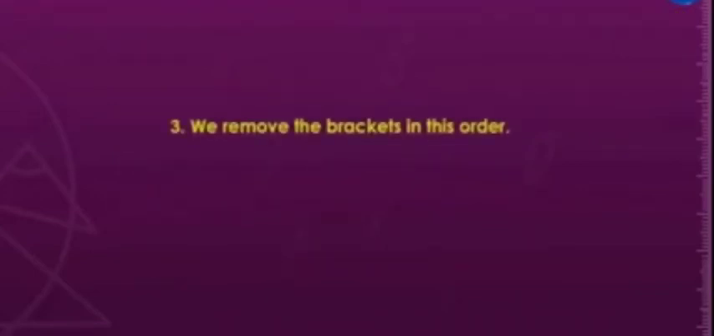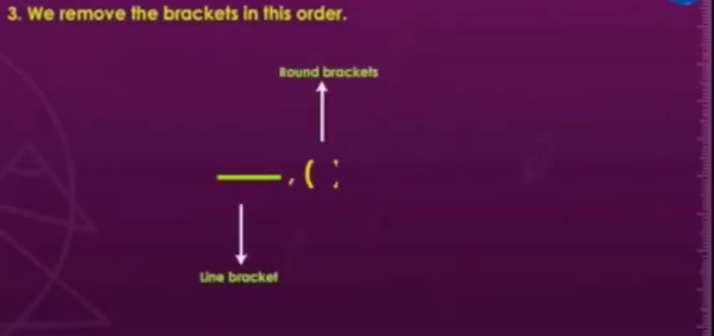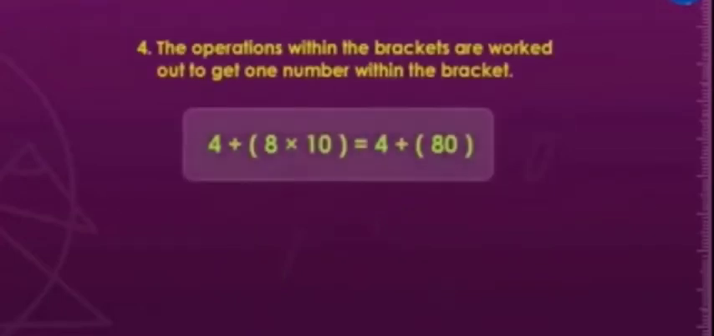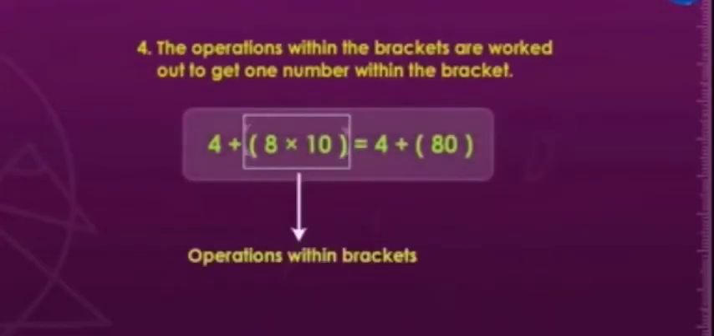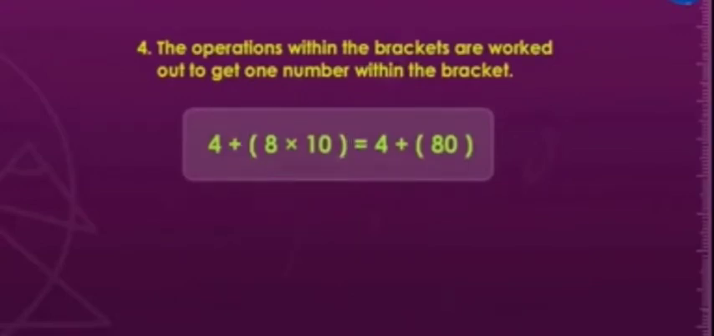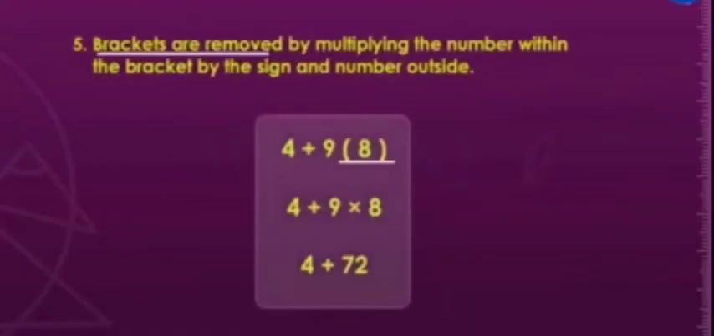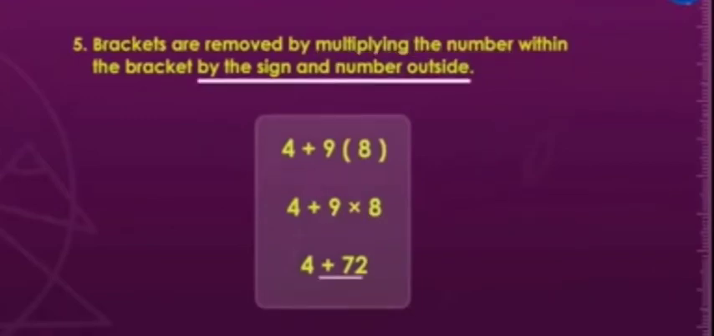Rule 3. We remove the brackets in this order: first line bracket, then round bracket, then curly, and at last square brackets. Rule 4. The operations within the brackets are worked out to get one number within the bracket. Rule 5. Brackets are removed by multiplying the number within the bracket by the sign and number outside.